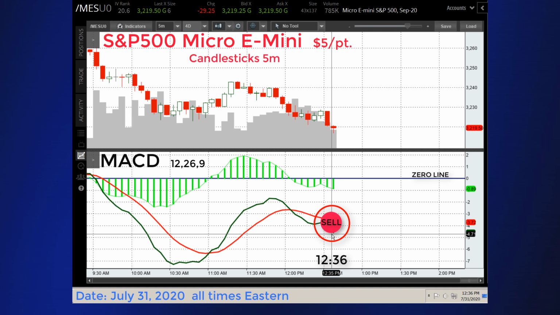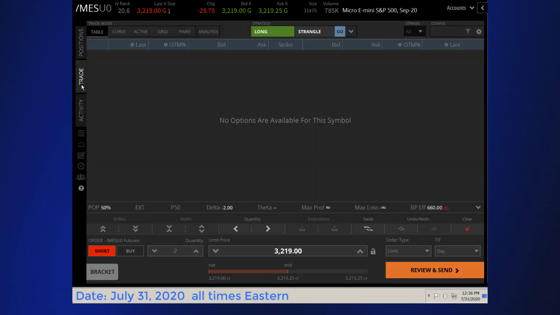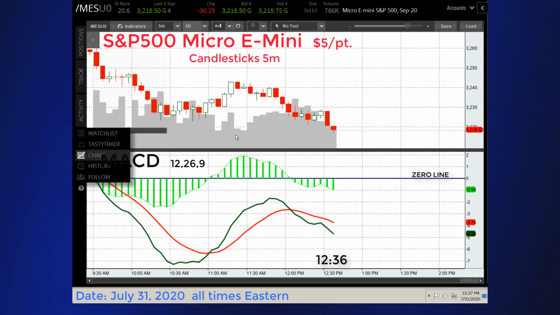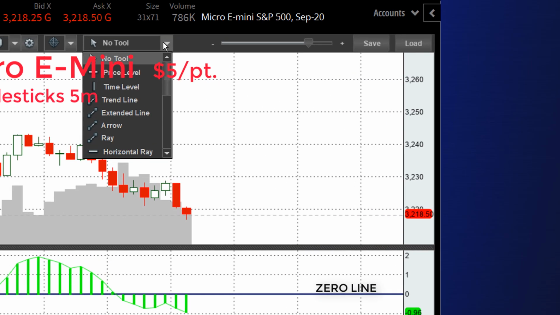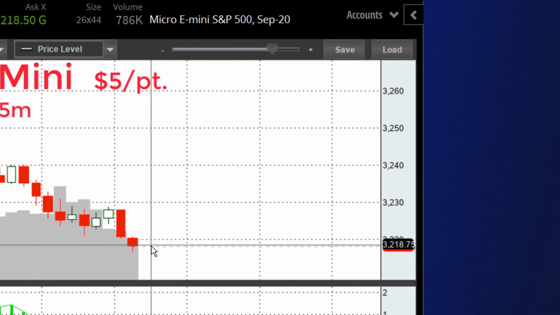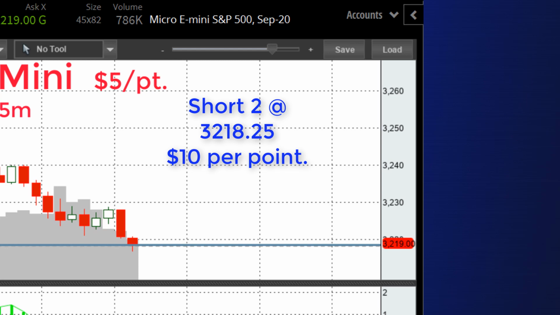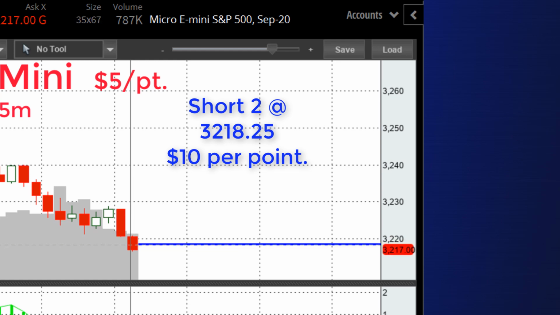It's not a strategy designed to try and make a lot of money, but I'm going to put in an order to sell this contract, two contracts actually, of the S&P 500 Micro E-mini, and I get a fill price of $32.18 and a quarter. So I'm short two contracts, $32.18 and a quarter. It's $10 per point because we have two of the S&P 500 Micro E-minis. And the goal here is just to make some quick money, and we'll see if it goes according to plan here.